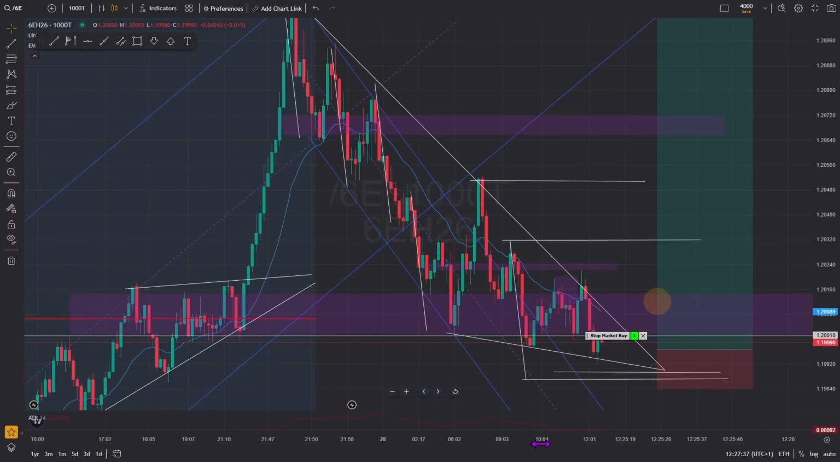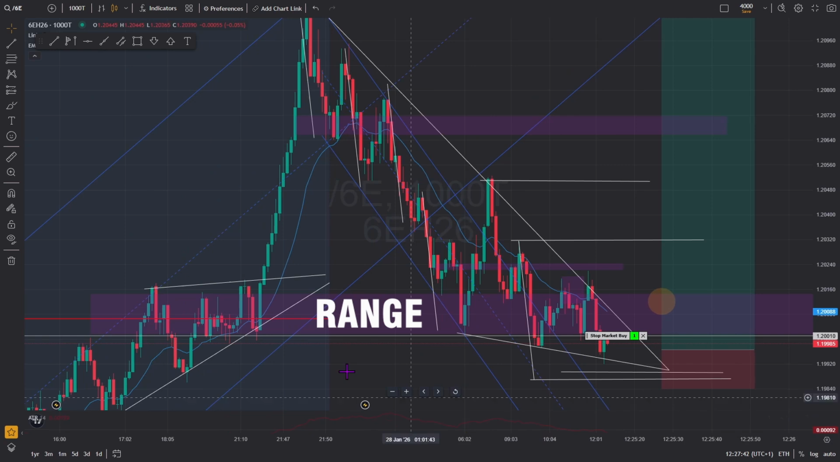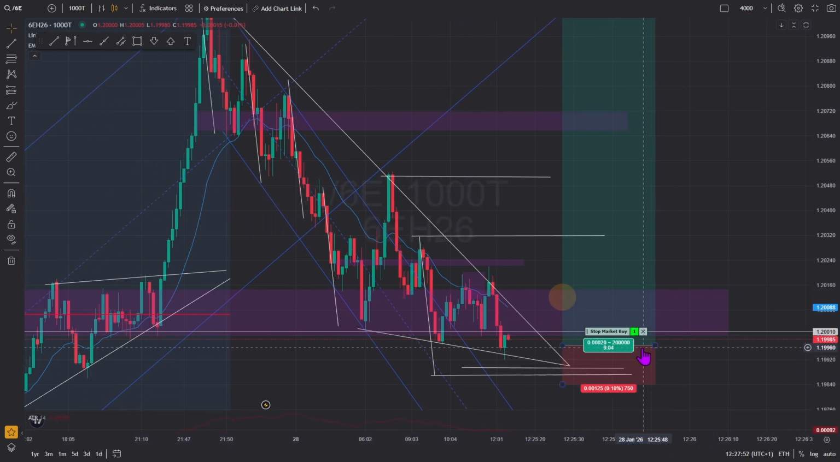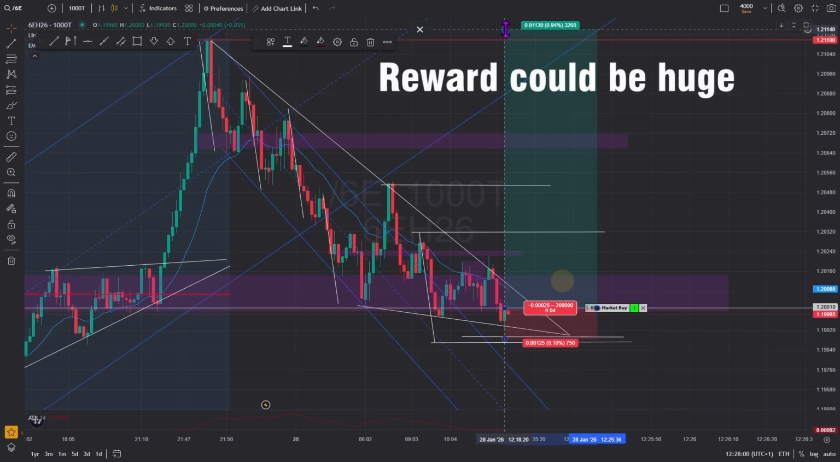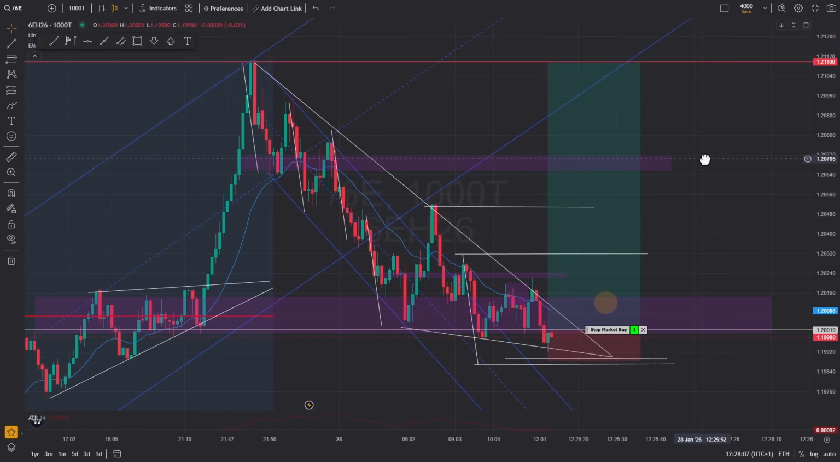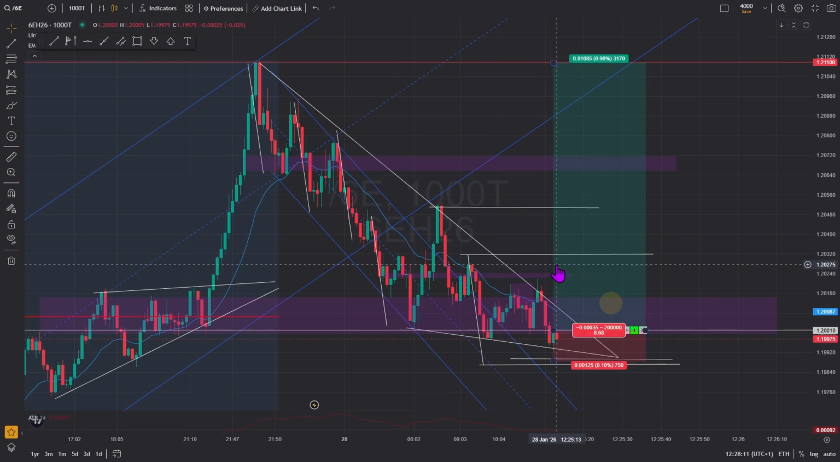It's important to see a nice reaction here. We have a range. We are at the bottom part of the range, so we have enough space above. And this is what I expected. That's what I drew before. The reward of this trade can be amazing because it could go to the top of the chart again. So as you see, the risk reward ratio is amazing.